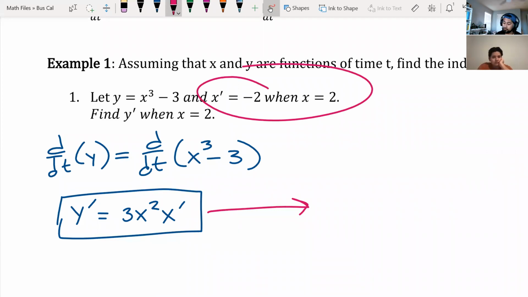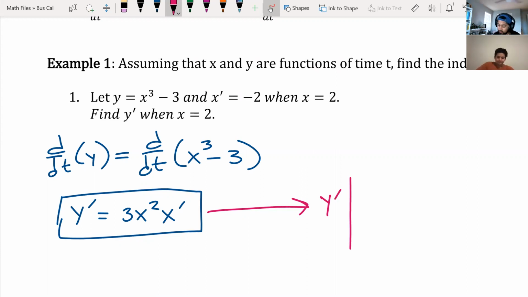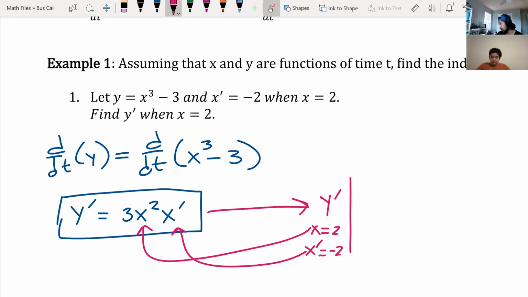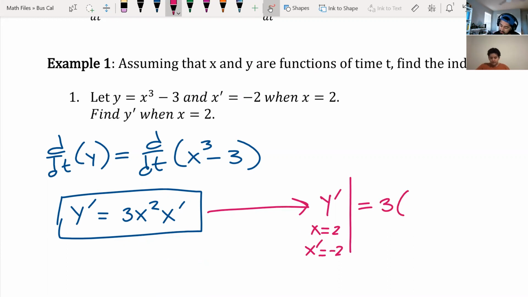Cool? Okay. So we're going to say y prime evaluated when x is 2 and x prime is -2. So this means of course, you'll plug x in for x and x prime in for x prime. So we're going to have the evaluation equals 3 times 2 squared times -2. Good with that?